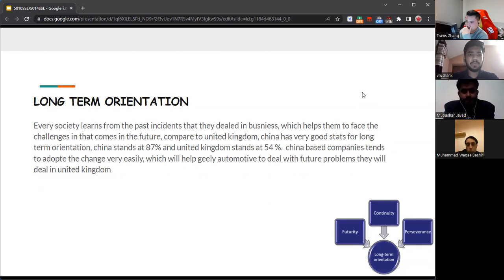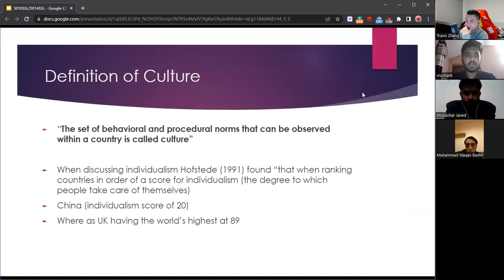Long-term orientation. Every society learns from past incidents it has dealt with in business, which helps it face the challenges that come in the future. Compared to the United Kingdom, China has very good stats for long-term orientation. China stands at 87% and the United Kingdom stands at 54%. China-based companies tend to adopt change very easily, which will help Geely Automotive deal with the future problems they will face in the United Kingdom. From the next slides, my groupmate will explain further.